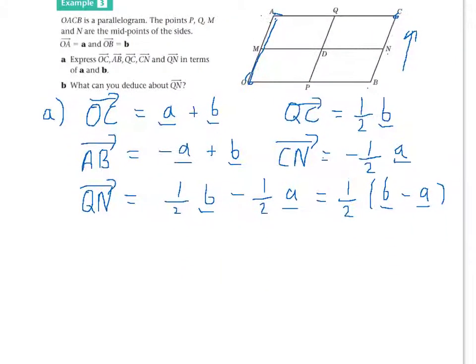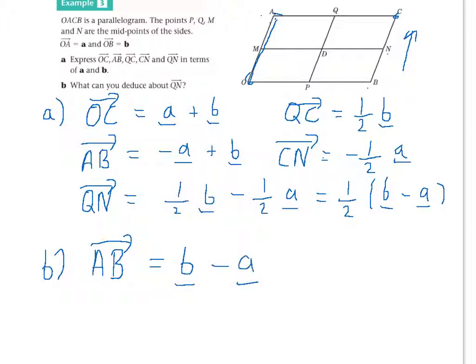So, part B says, what can you deduce about CN? Well, QN, the vector QN is parallel to the vector MP. It's also halfway between A to B, because we wrote down the vector AB. This is part AB was B minus A.